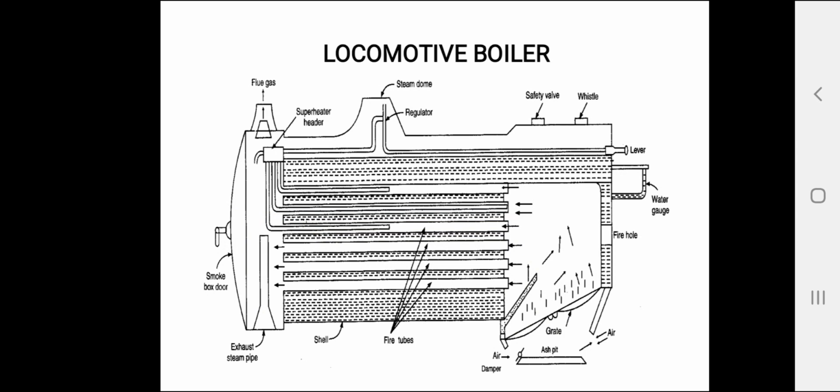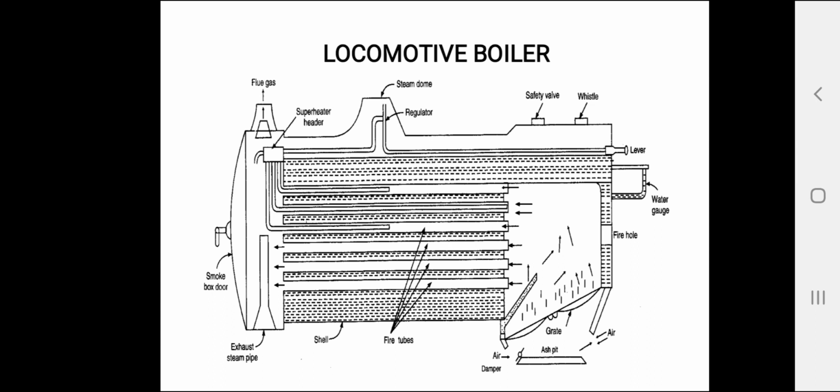The size is 14 centimeter to 38 centimeter. For the 14 centimeter boiler, 38 superheater tubes are used. So its size is varying. The working pressure is about 14 bar and 9000 kg per hour, the heating surface is about 271 meter square, and the grate area is 4.2 meter square. So this is the specification of the locomotive boiler.